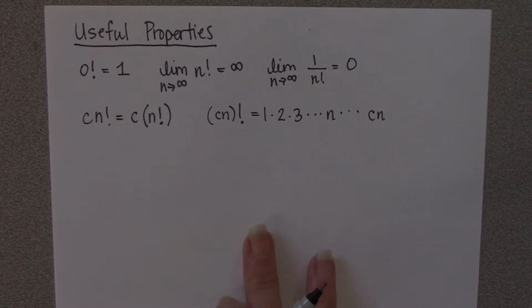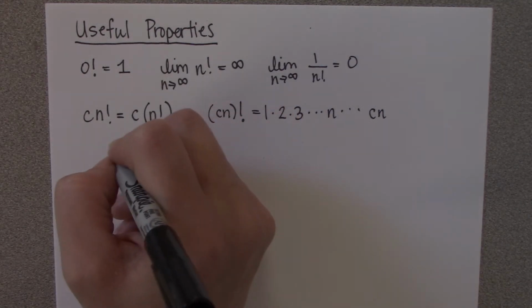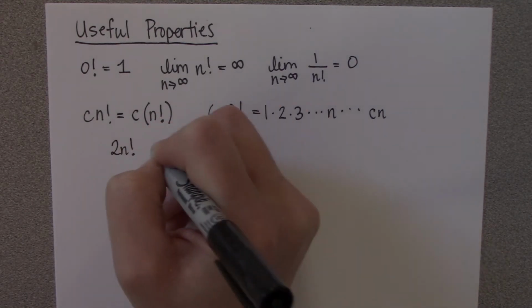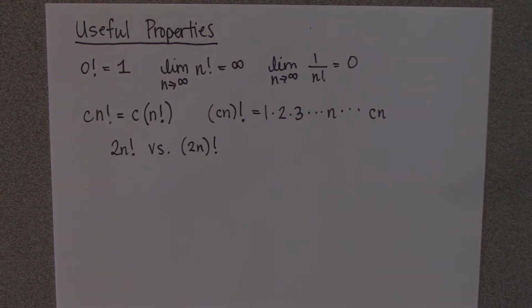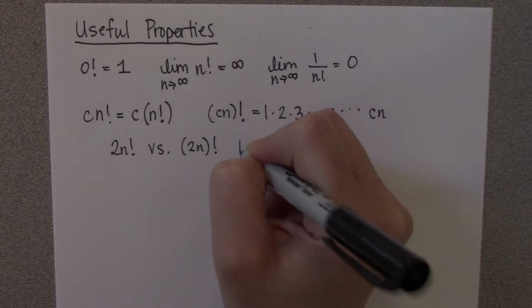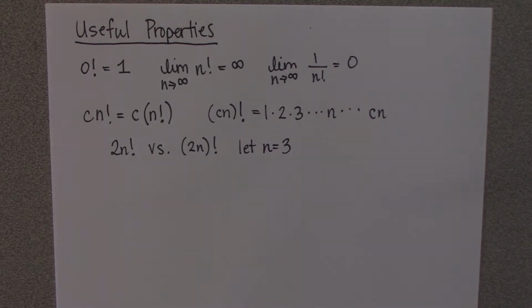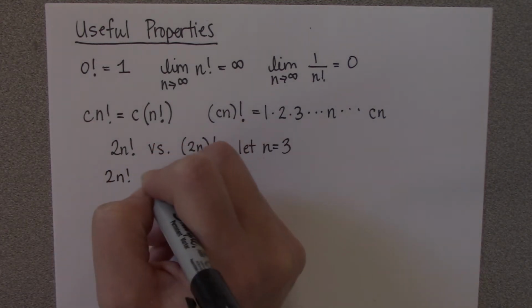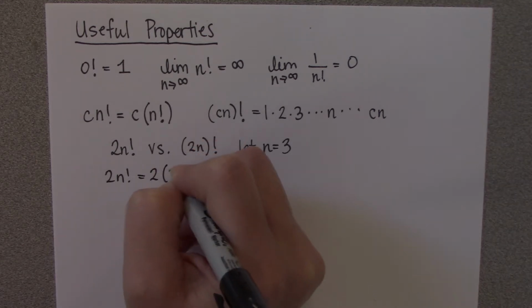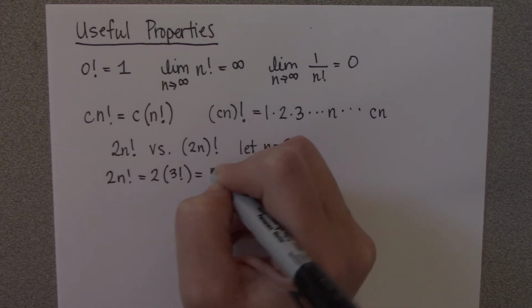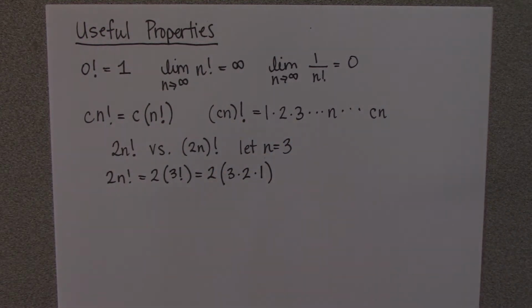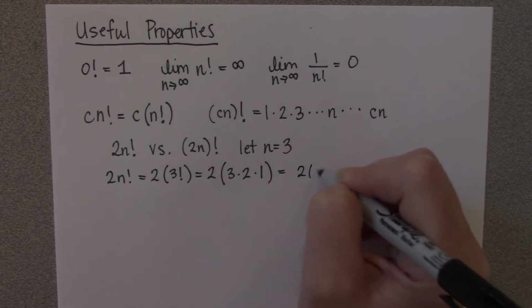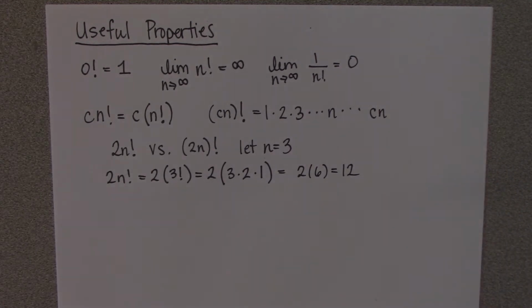So we can look at these two properties with some real numbers. Let's compare 2n factorial versus 2n quantity factorial, and let's let n equal 3. So 2n factorial is 2 times 3 factorial. So it's 2 times 3 times 2 times 1. And that's just going to be 2 times 6, which is 12.